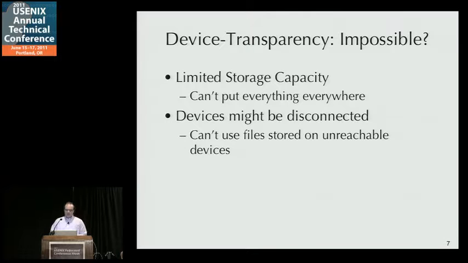And then similarly, if I have network connectivity that's intermittent, that means I can't rely on getting at data that's stored on a remote device. So the question is, well, can I provide something that's actually useful in a device transparent storage system, even in the face of these two challenges? And that's what I'm going to discuss for the rest of this talk.